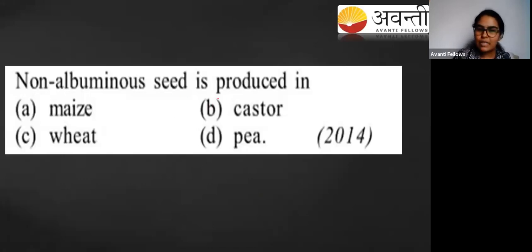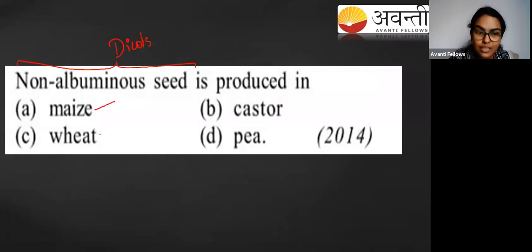Okay, non-albuminous seed is produced in, most of the times I told you non-albuminous seed is seen in monocots. Did I say wrong? Did I say correct? What did I say? Are you concentrating or not? I'm asking you. Very good. Yes, non-albuminous seeds are usually seen in dicots. Yes, Monisha.